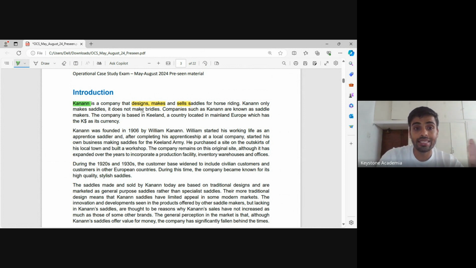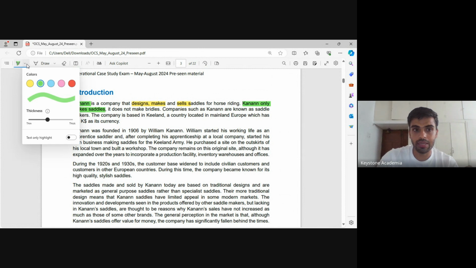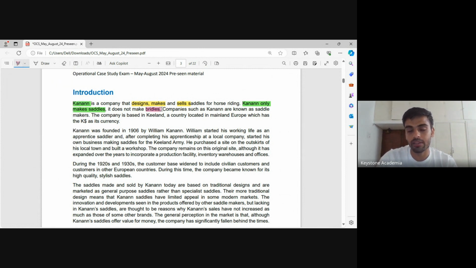Canon only makes saddles. They have made it very clear that they are making only saddles. Why is it important? Because companies who are making saddles can very easily make bridles also. So what is a bridle? Basically, a bridle is something which we keep on the horse, for example, for holding or directing the horse. You must have seen something going from the nose of the horse. That is known as a bridle, right?